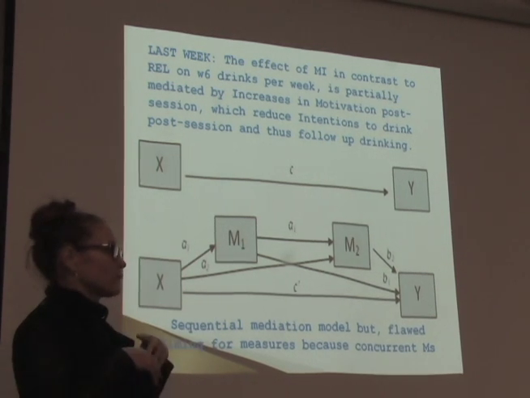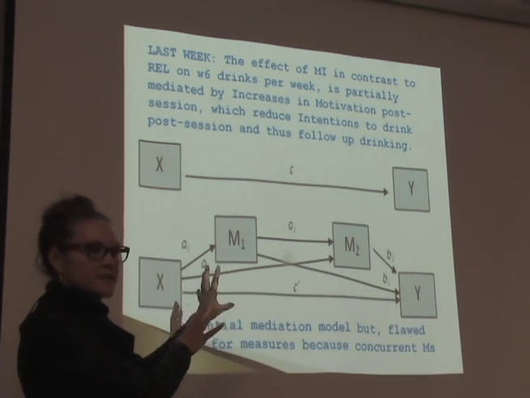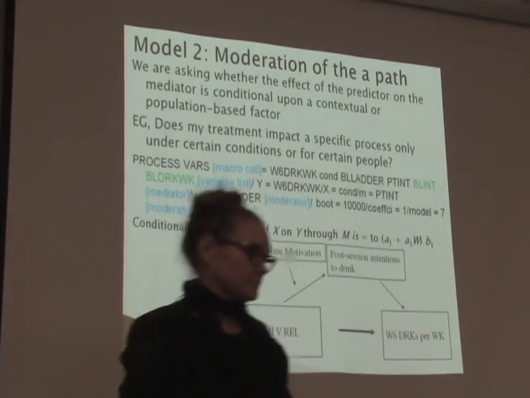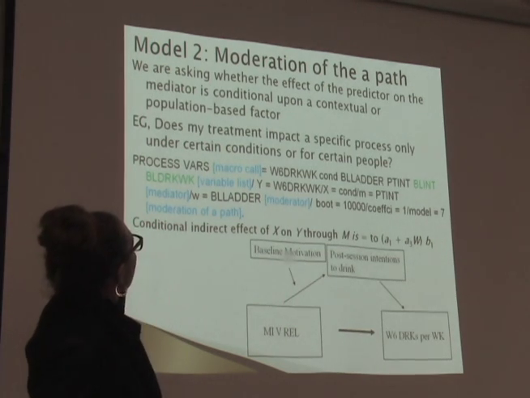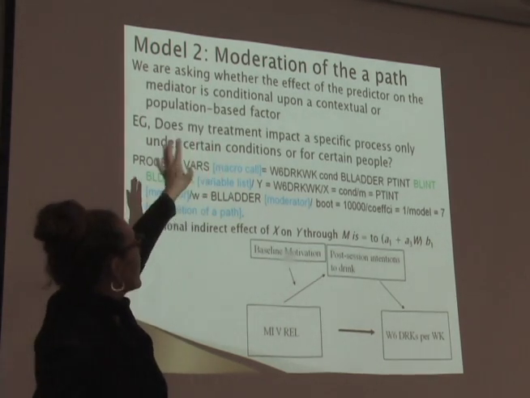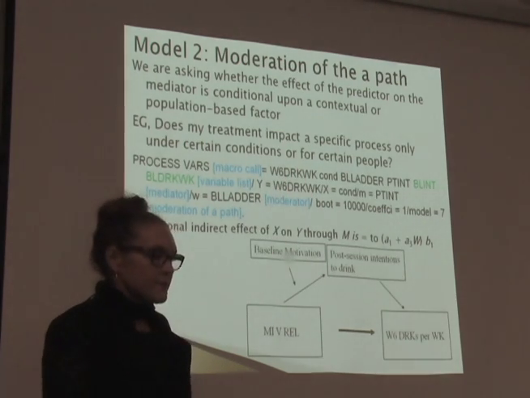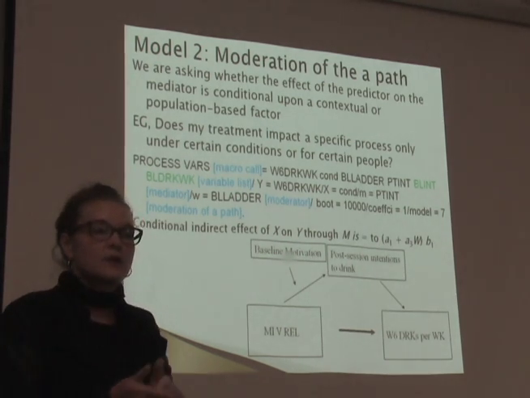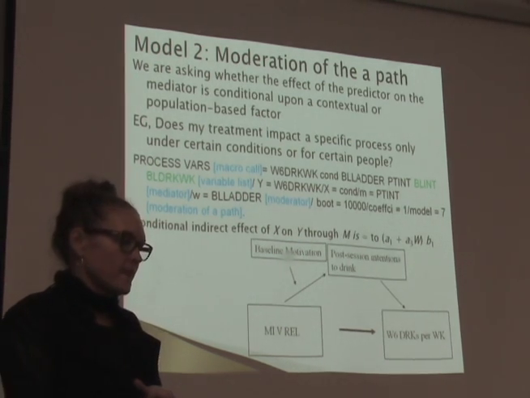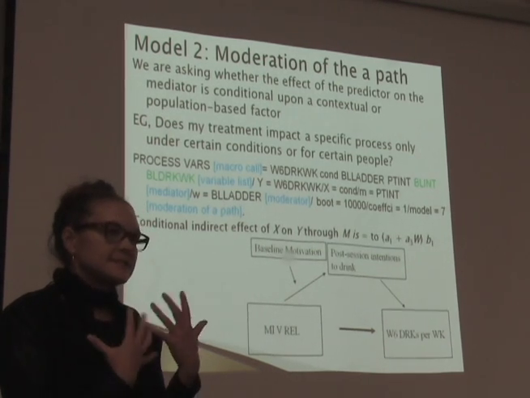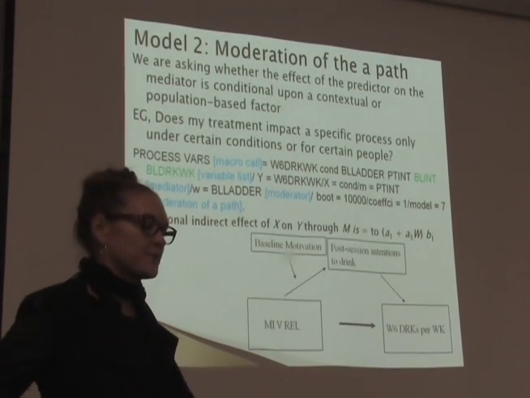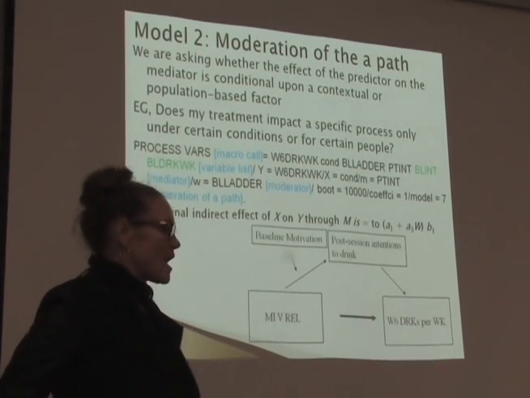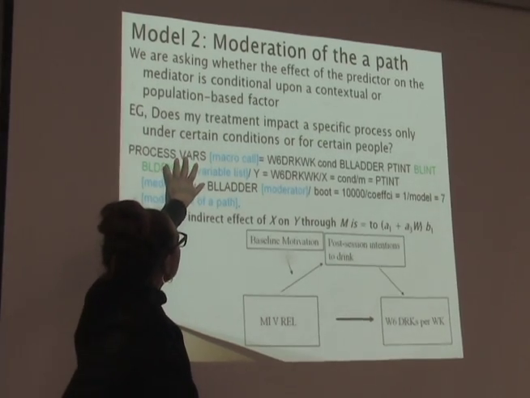You've got strong effects here, but is this really the best story to tell? The right story to tell. So let's think of it a different way, right? Let's think of it in terms of moderation of the A path. So essentially we're asking whether the effect of the predictor on the mediator is conditional upon a contextual or population-based factor. Said another way, does my treatment impact a specific process only under certain conditions or only for certain types of people? And so here's our PROCESS macro call, right?